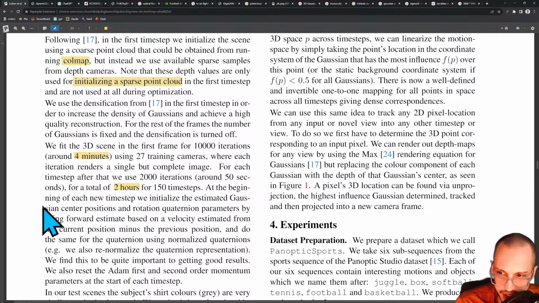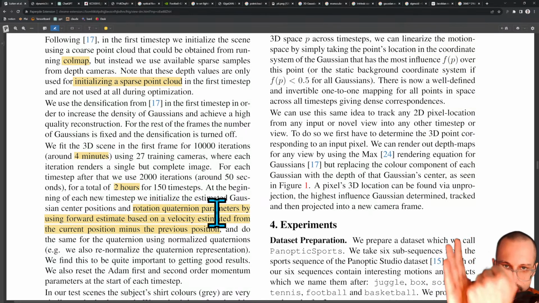We initialize the estimated Gaussian center positions and rotation quaternions by using forward estimate based on a velocity estimated from the current position minus the previous position. So this is kind of primitive, but they're basically taking the Gaussian and assuming that the velocity keeps going, right? But you can see how this wouldn't work if you had something hitting a wall or something like that, right? Because then you would initialize it from a point kind of inside the wall.